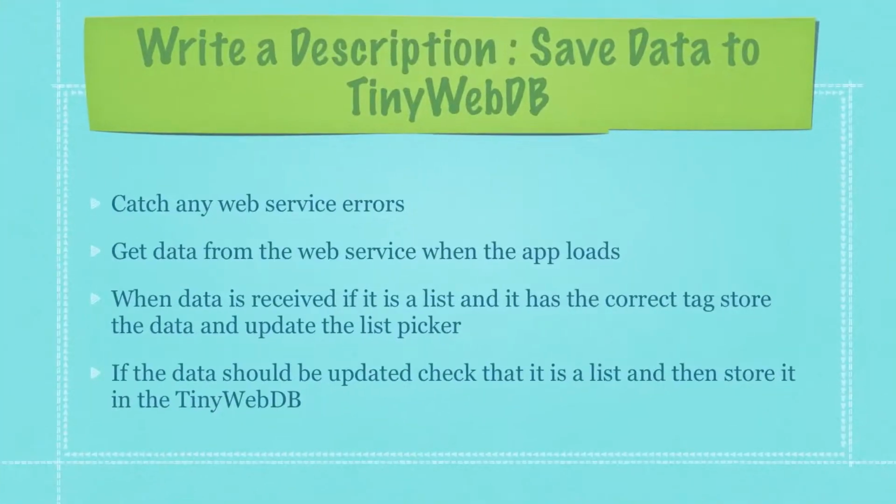Okay, so basically what we're going to need to do here to make this store on the database is we need to first catch any web service errors that are going to occur. Then we're going to need to get data from the web service whenever the app loads so that all that information can then be stored inside of our list picker as well as our master list. We're going to, of course, need to verify that proper tags are designated so that we get the proper data. And if the data should be updated, we need to check that it is a list and then store it in our WebDB. And that would occur anytime new names are added. So let's jump back over into App Inventor and implement all that.